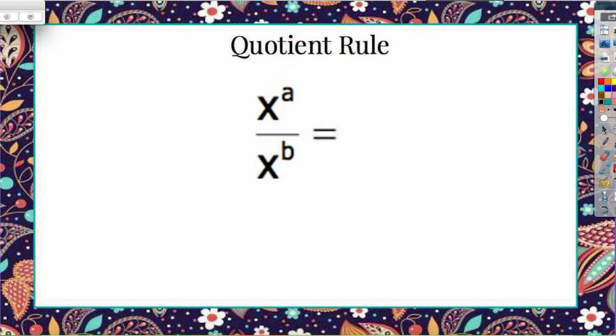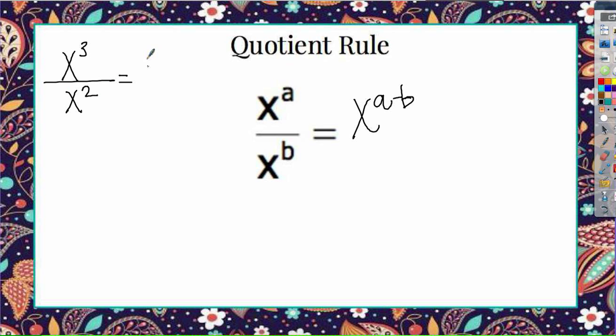The next rule is the quotient rule. So this rule states that if I'm dividing the same base by each other, I can actually subtract the two exponents. So x to the a over x to the b would be x to the a minus b. So an example would be like x to the third over x squared.